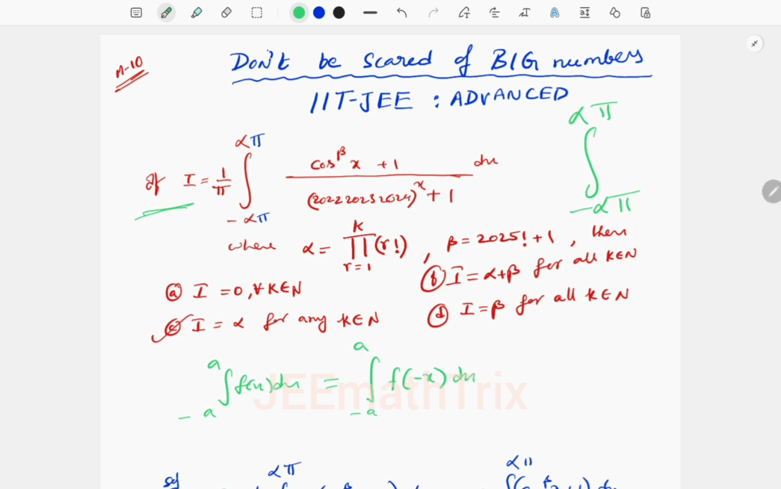And before that, if you look at the limit values, alpha is a product of numbers. So this pi is a symbol to represent a product of numbers where it is running over r. Similarly, beta is also a big number, 2025 factorial plus 1, right? When we look at this alpha and beta, generally students will get scared, but understand that whenever they give such big numbers, there is some easy trick or some hidden information which we need to catch.